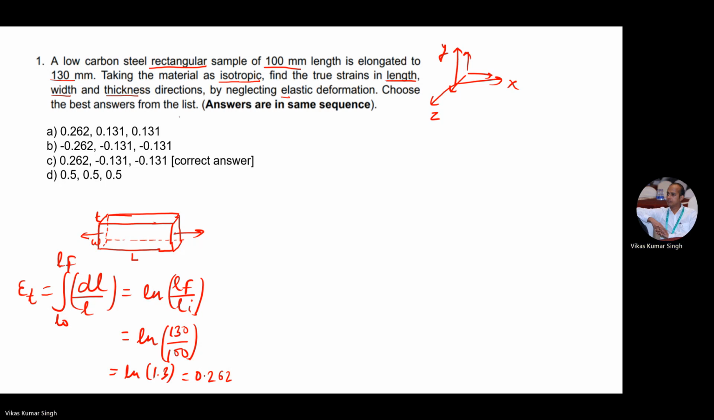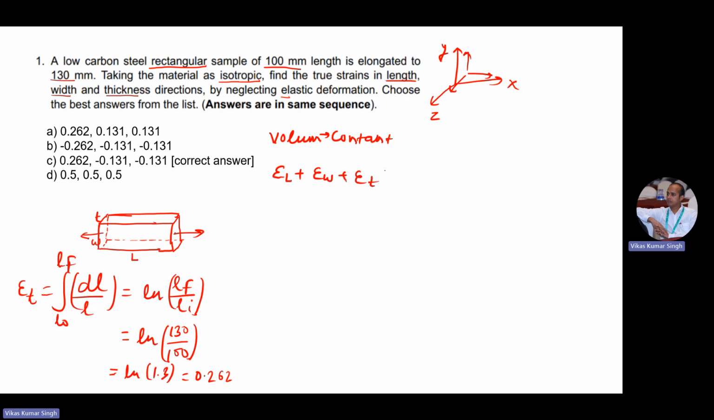Now, in plastic deformation, we generally consider volume consistency. Volume is constant before deformation and after deformation, so we will use constant volume. Whatever the volumetric strain is, it is going to be total 0. So generally we write the strain in length direction plus the strain in width direction plus the strain in thickness direction.